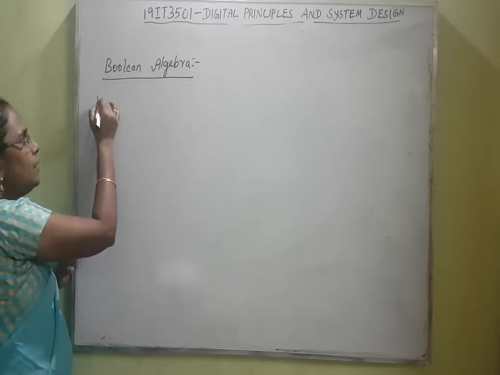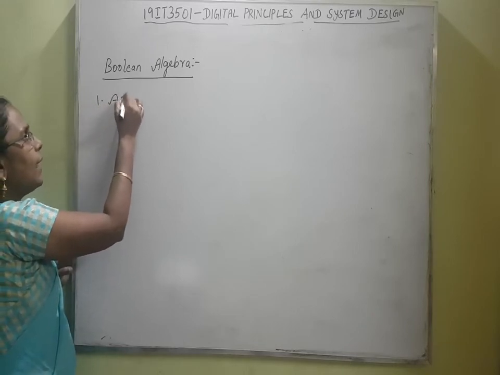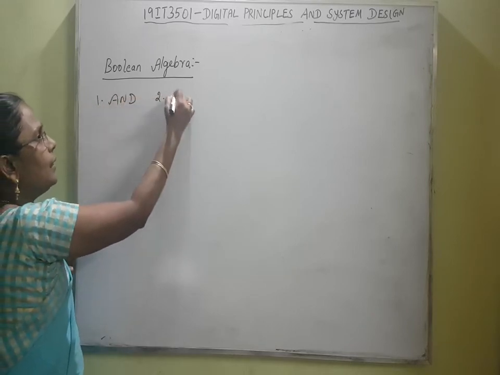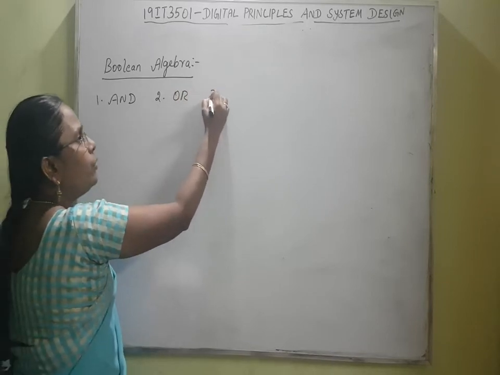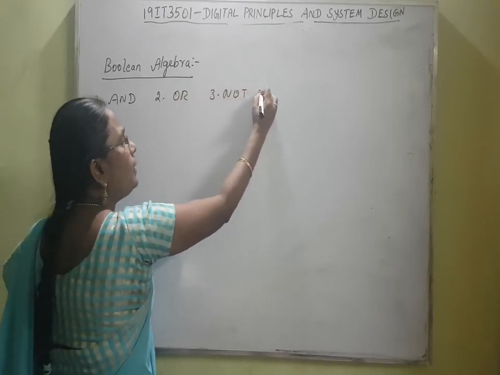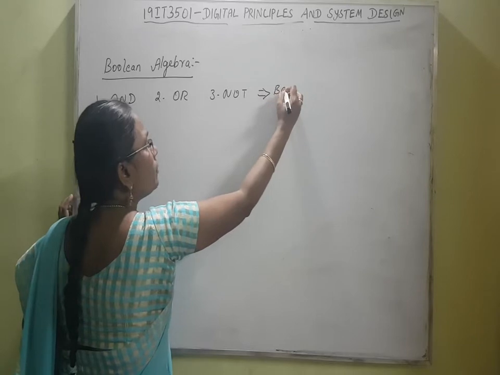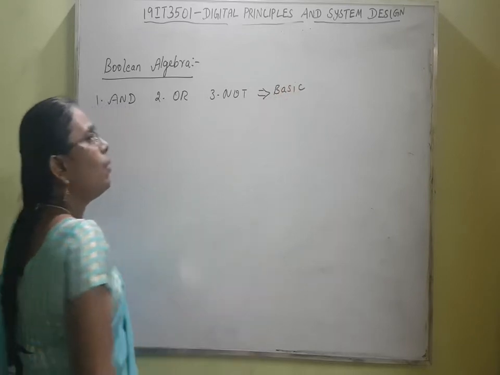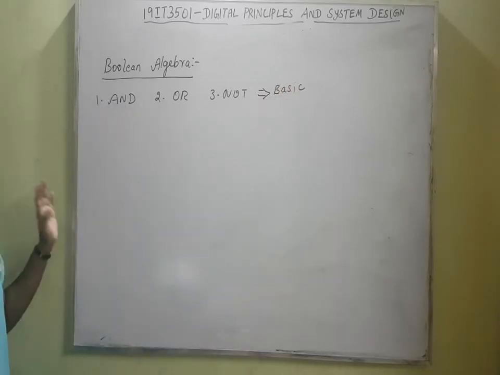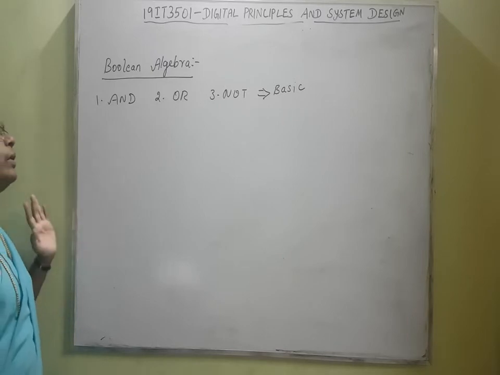So we are going to see some basic gates: first, an AND gate, second, an OR gate, and the third one is a NOT gate. Now these three gates are called the basic gates because all other gates can be constructed using these gates.